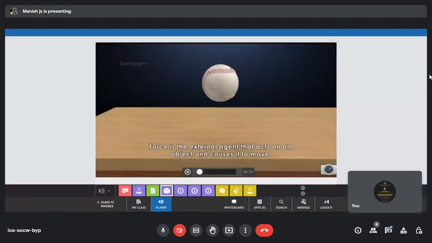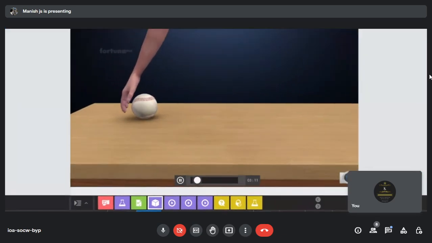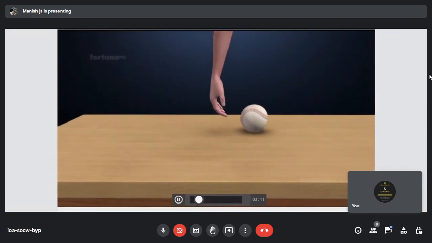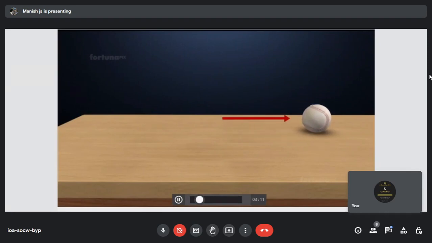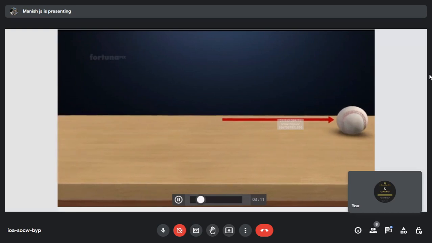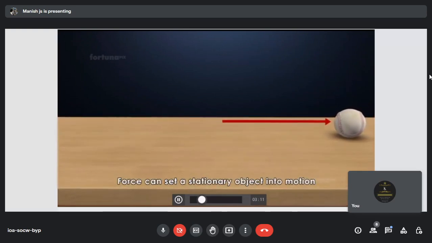Force is the external agent that acts on an object and causes it to move. Let's place a baseball on a table. At this point, the ball is stationary, but if we push it just a little bit, it will roll forward slowly. If we push the ball harder, we are applying greater force. More force will make the ball roll much further. We can say that force can set a stationary object into motion.